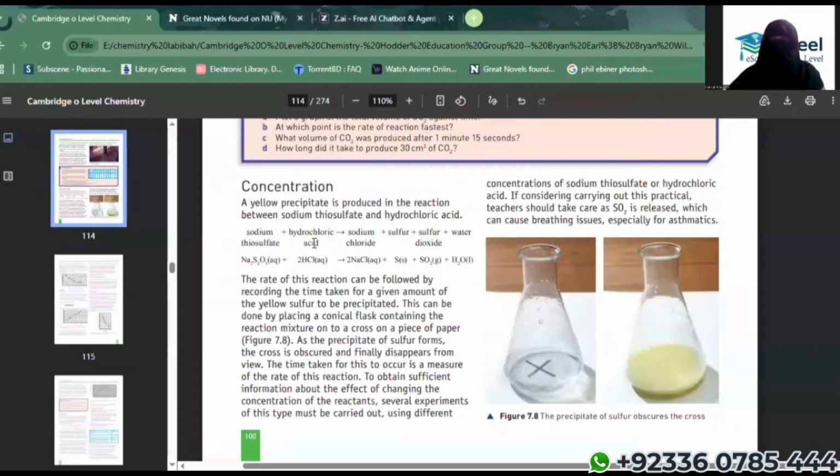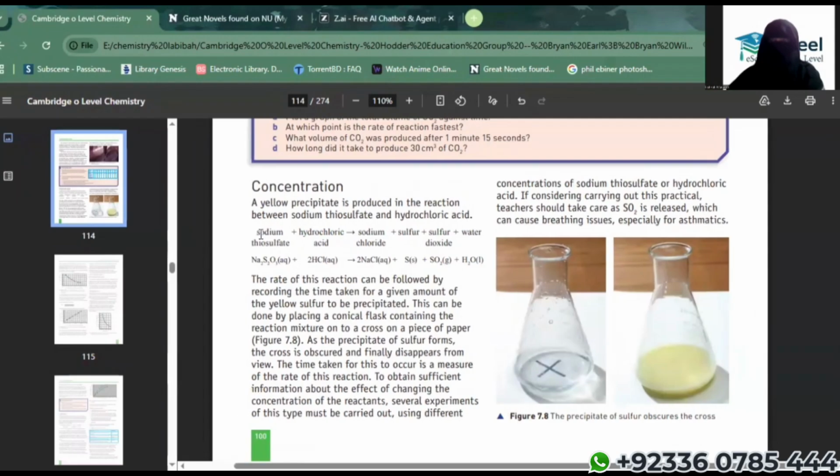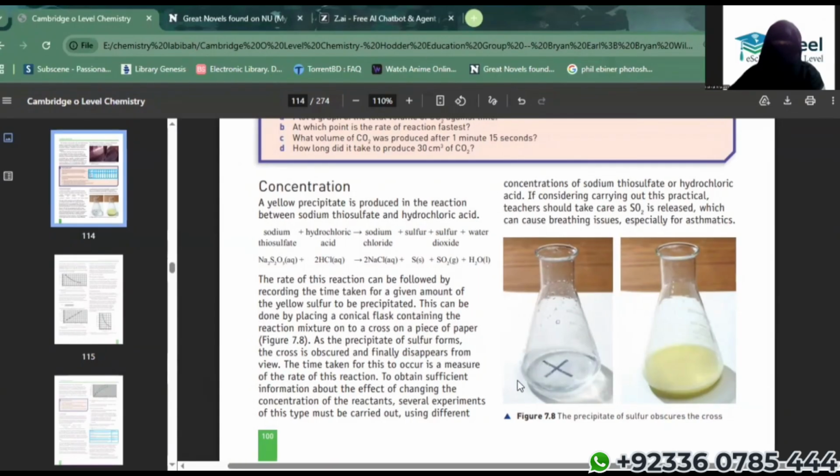Let's see some example. In your textbook, an example for measuring the rate of reaction with concentration is sodium thiosulfate with hydrochloric acid produces sodium chloride, sulfur, sulfur dioxide, and water. The rate of the reaction is measured by recording the time taken for the yellow sulfur to be formed and for the cross mark underneath this paper to disappear.